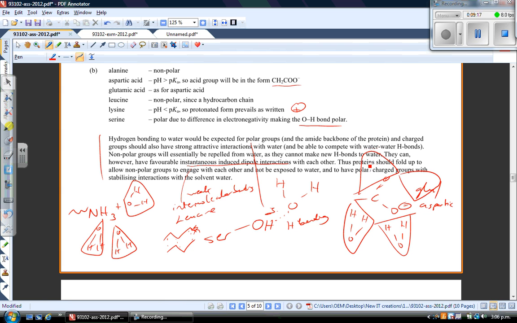Thus, proteins should fold up to allow nonpolar groups to engage with each other and not be exposed to water, and to have polar or charged groups with stabilizing interactions with the solvent of water. So if this represents a folded protein, you'll have your charged side groups out facing the water. So there's your water, charged side groups. And then in the inside, you just have weak intermolecular bonding between your non-polar side groups. Non-polar, non-polar. And that's how proteins assume a three-dimensional structure. So that's the answer to part B from question 3 in the 2012 scholarship paper.